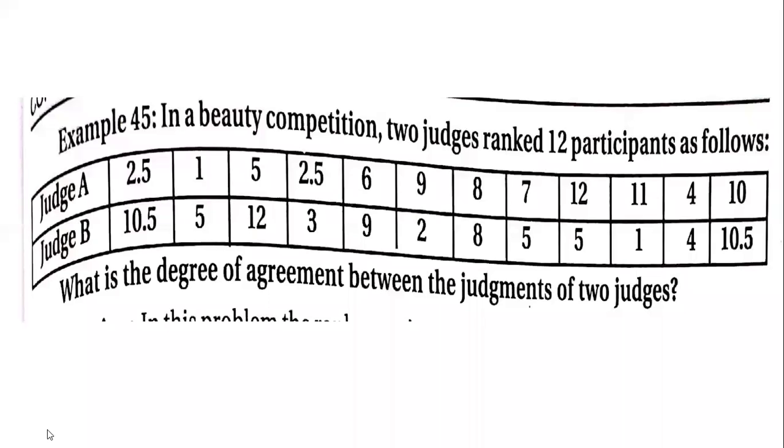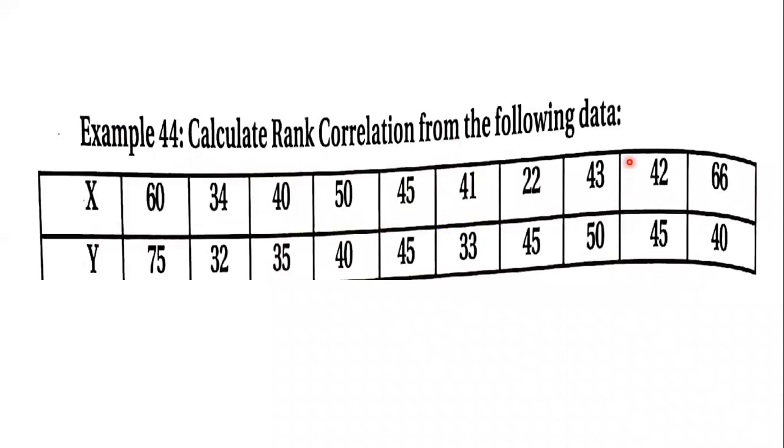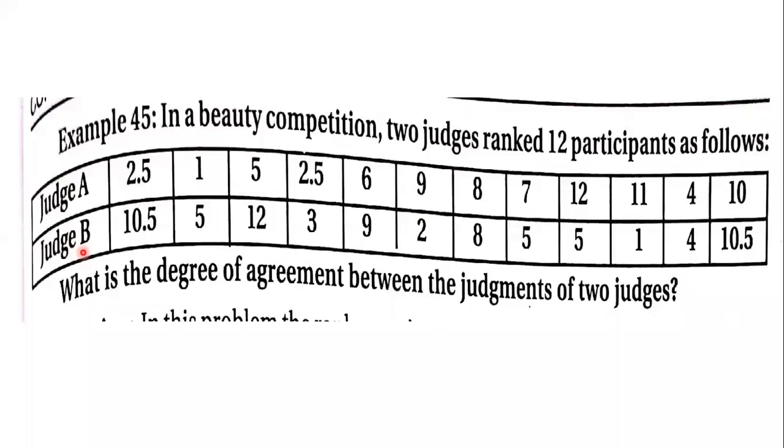Okay. So this problem, in a beauty competition, two judges ranked 12 participants as follows. Here they have not given us the marks of the people. Instead, they have given us the ranks. If you see the previous problem, they had given us the value of X and Y. We calculated the ranks and then the rank correlation. But in this problem, they have directly given us the ranks.